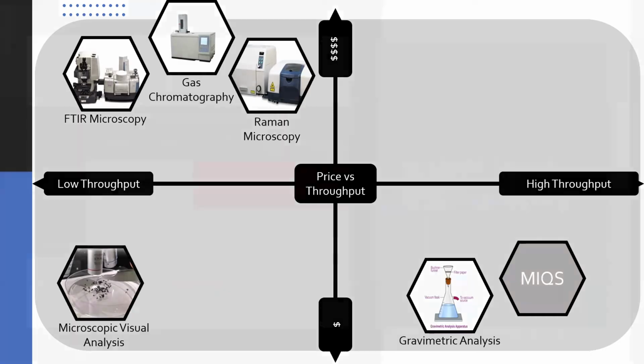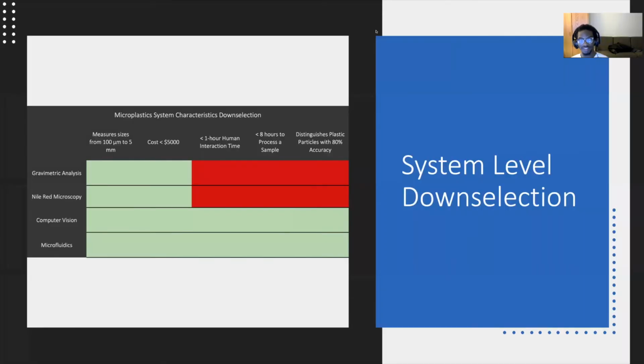researchers' use. So, as Tony said, there are 5 parameters that our stakeholders wanted us to reach. Reaching microplastic sizes of 100 micrometers to 5 millimeters, costing less than $5,000, having less than 1 hour interaction time, 8-hour time to process a sample, and distinguishing microplastics with 80% efficiency. We considered 4 high-level solutions, which were gravimetric analysis, Nile red microscopy, computer vision, and microfluidics. And out of these 4, only 2 of them, computer vision and microfluidics, were able to reach that. However, because initially we were considering doing both identification and counting, we put computer vision on hold because microfluidics enabled us to do a larger range of things.